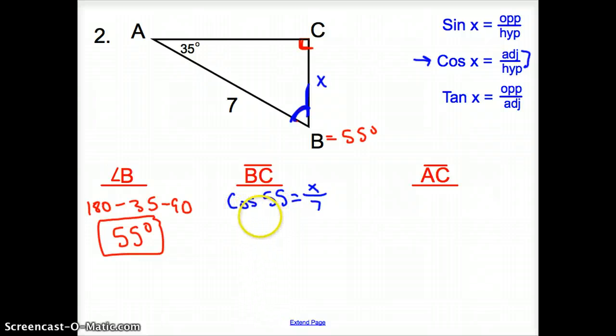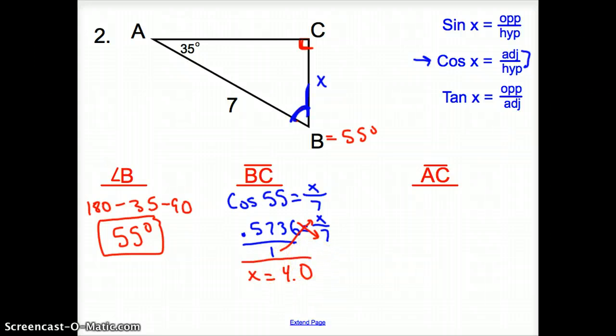Now you did all the hard work to find all your numbers. Well, let's take the cosine of 55. Cosine of 55 is 0.5736. That's going to equal X over 7. What do we do? Put that over 1 and cross multiply. We have 1 times X. So we get X right away, which is the same thing as that times 7, which is 4.0. So now X is 4.0. So now this is 4.